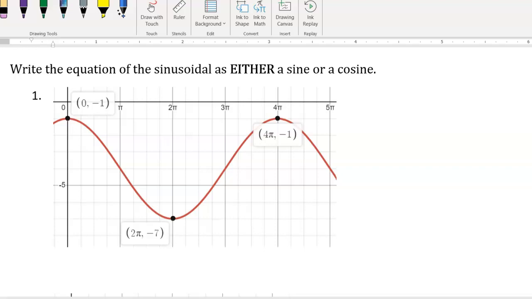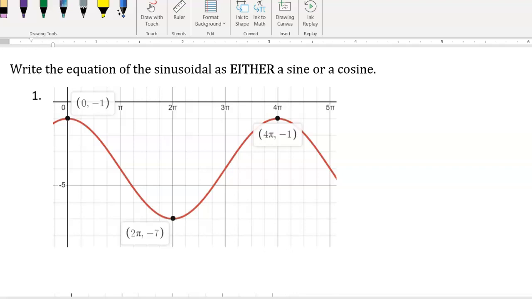All right, in this video, we're going to be looking to see how we can come up with an equation by looking at a graph. Now, when you look at the instructions it says write the equation of the sinusoidal as either a sine or a cosine. So first off, a sinusoidal function is just a function that follows this shape of the graph, where it's continuous, where it repeats itself, it's periodic, it keeps repeating itself over and over and over again in both directions. And so if that follows that shape of that sine wave, we would say that it's sinusoidal.